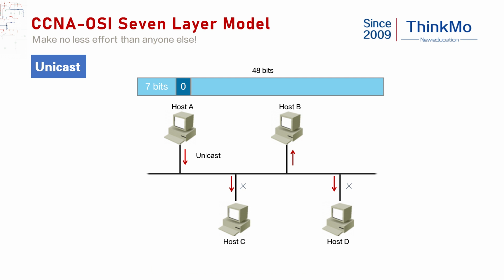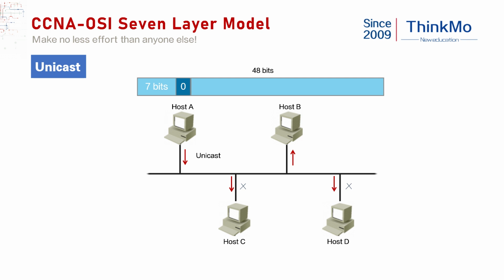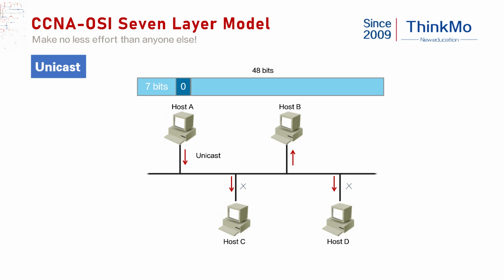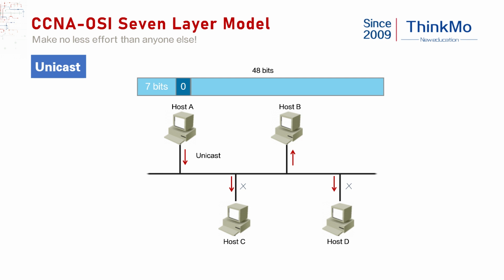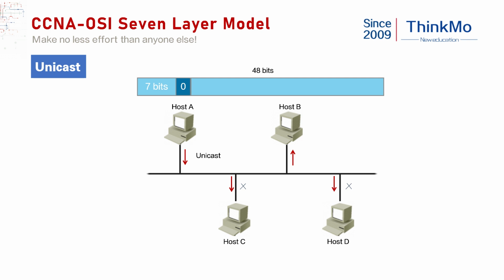010101. If the destination MAC's 7th bit is 0, such a MAC address proves that we are communicating by unicast. Unicast is called one-to-one data communication. For example, I am going to have PC host 1 send data to a host separately. Then in the future, the MAC address I send to is called a unicast MAC address. We call this a unicast MAC.